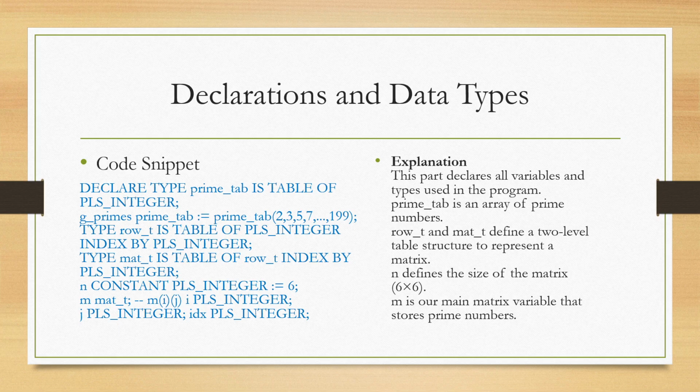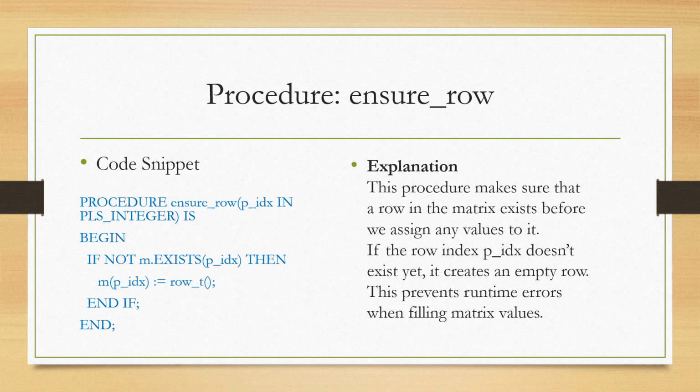So here we have to represent multiple variables: prime_tab is an array of prime numbers, row_t and mat_t define the two levels of table structure to represent a matrix. N defines the size of the matrix, and M is our main matrix variable that stores the prime numbers only.